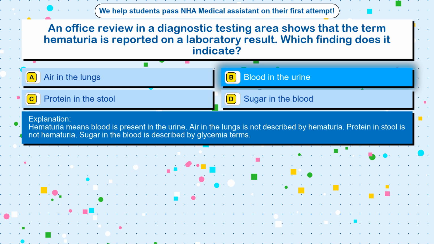Air in the lungs is not described by hematuria. Protein in stool is not hematuria. Sugar in the blood is described by glycemia terms.